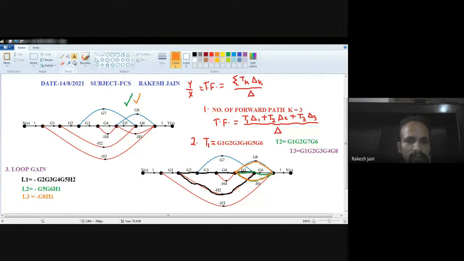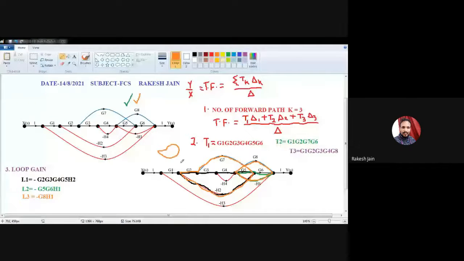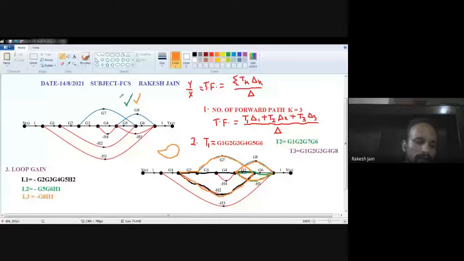Send the snapshot with this MS Paint file one more time. Now see the next loop with this orange color. This one is G7, then minus H2, then G2. So this one is a loop, like this one, this, and this. This is a loop. Okay. So G7 minus H2, and you again see in the main diagram. Once again, I am telling you that due to the coloring, if you have any problem, then see in the main diagram.